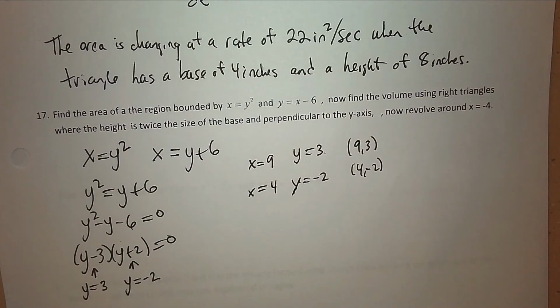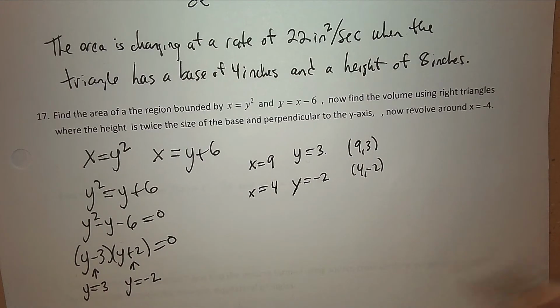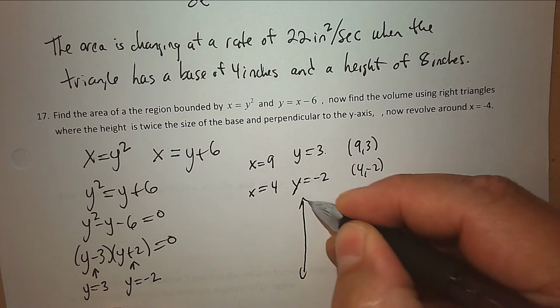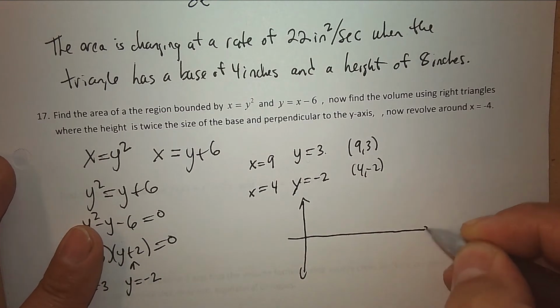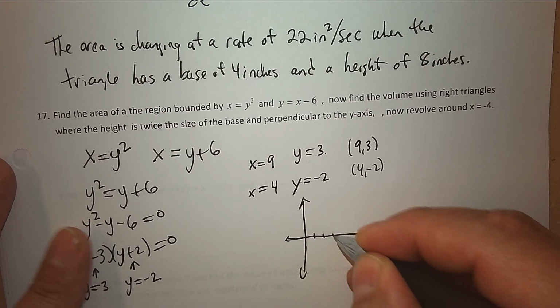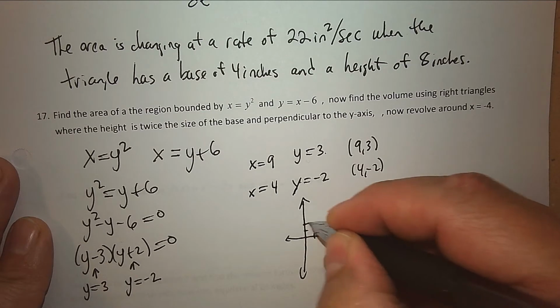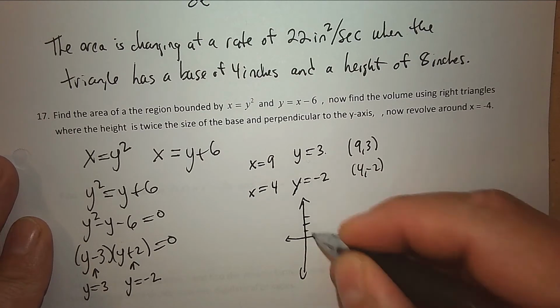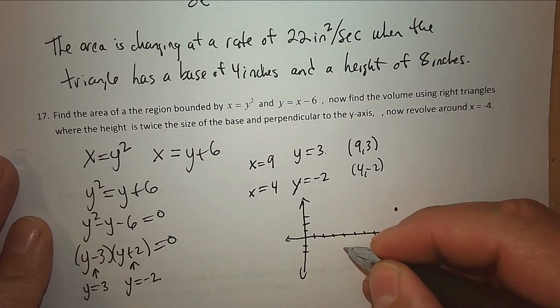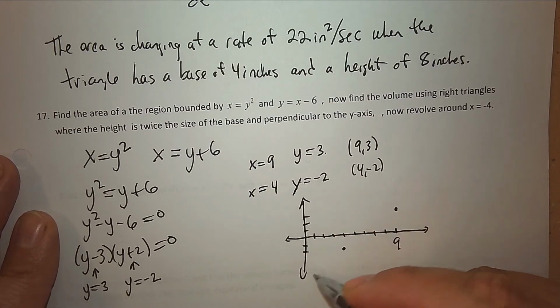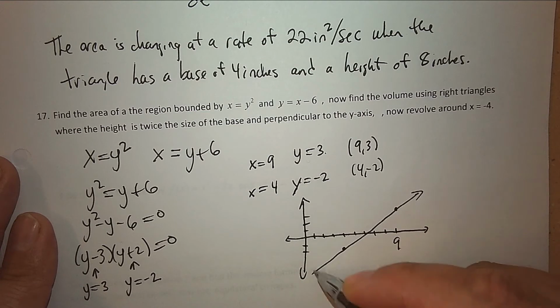So we're now going to graph it. So I'm going to go 1, 2, 3, 4, 5, 6, 7, 8, 9. And it's 9, 3. And it's 4 and -2. There's my line, and those points are also on my parabola.